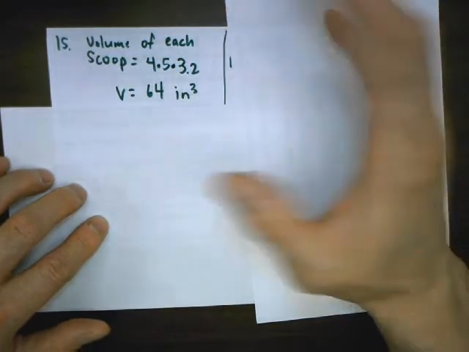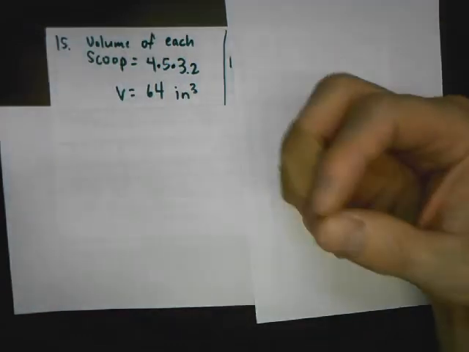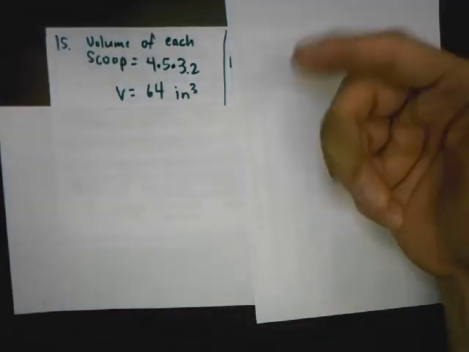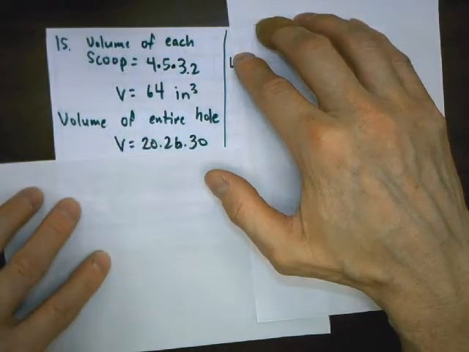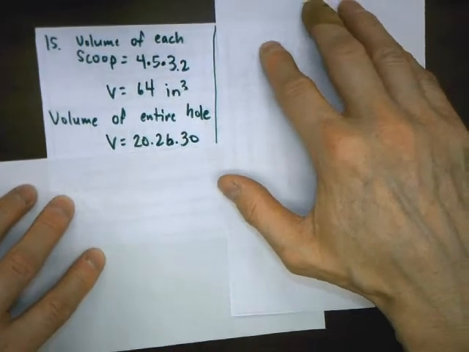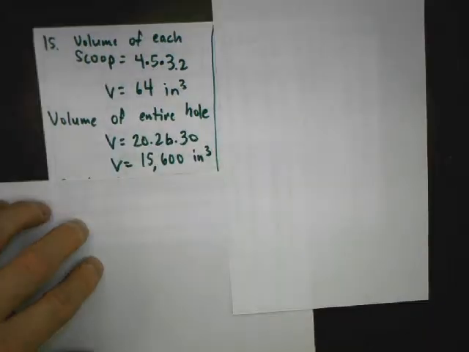Now he's filling up a hole. The hole is not a rectangular prism shape, but it's the same volume as a rectangular prism that is 20 by 26 by 30. So the whole volume, we just multiply those 3, like we always do for boxes, right? For rectangular prisms. And I get that volume there.